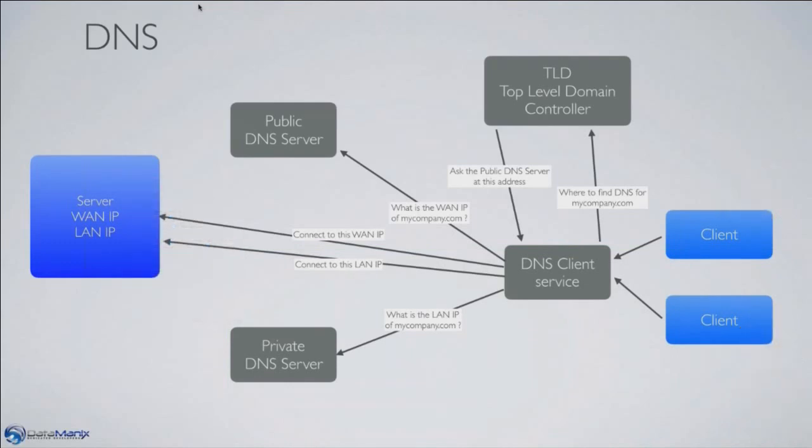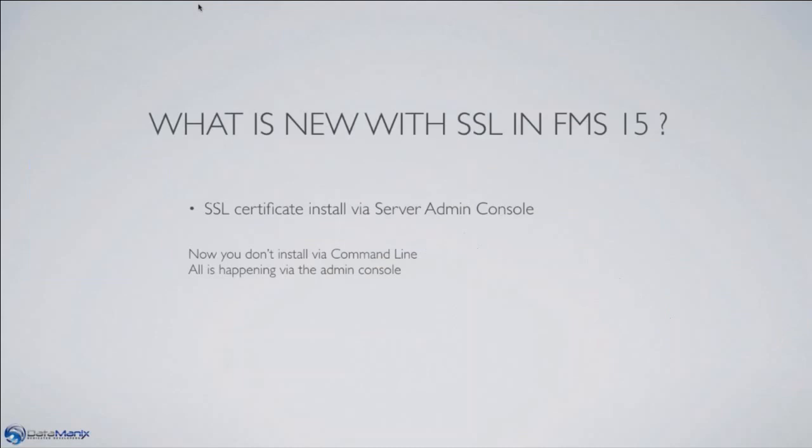So this is basically how the DNS works. It works by asking about the domain names, and then you get an answer of an IP address back. And that is very useful information when you need to grasp how the SSL service is working. So let's take a look at what's new with FileMaker Server 15 and SSL.